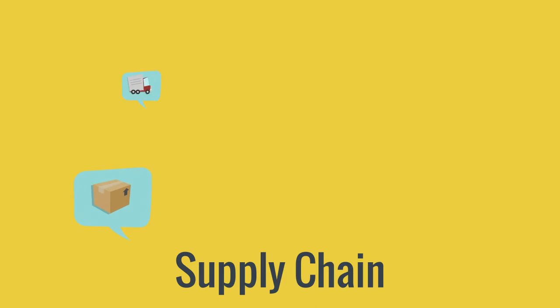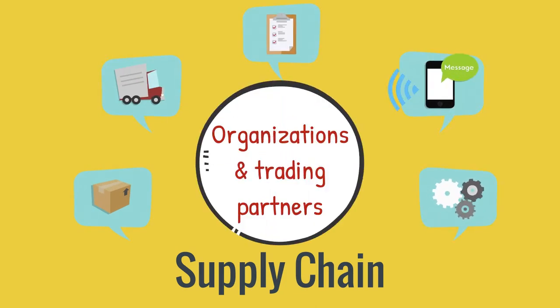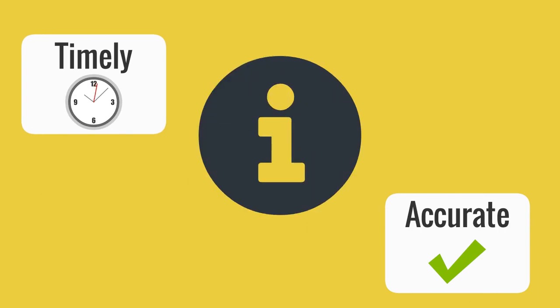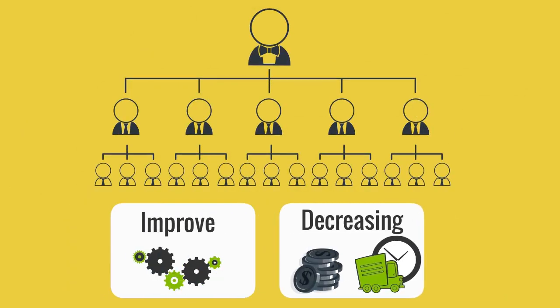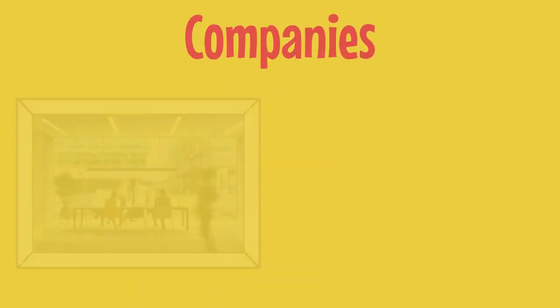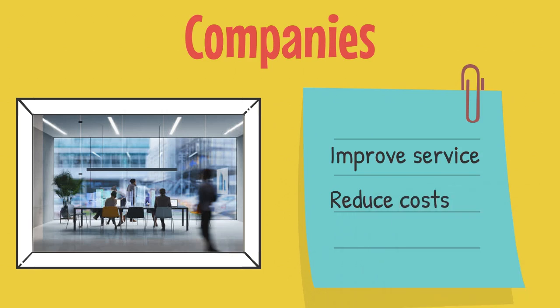A supply chain consists of several entities that need to share information and are part of a more extensive network of organizations and trading partners. Accurate and timely information allows the organization to improve service levels while decreasing costs and lead times. Companies today are constantly looking for better ways to improve service, reduce costs, and increase return on their investment.